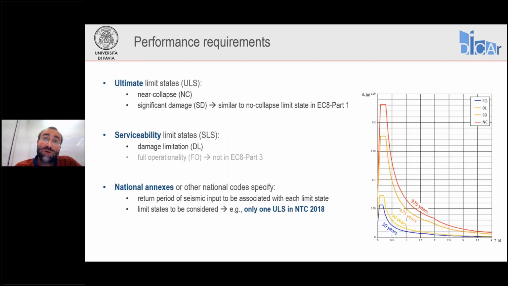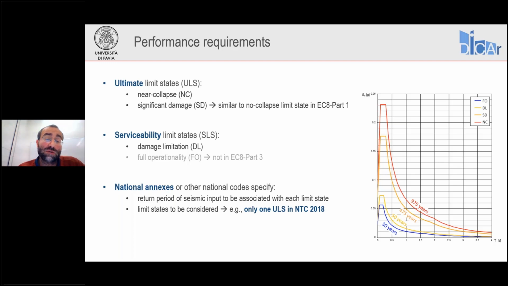The last aspect that I want to mention about knowledge of the building is in reality what performance requirements we have to expect and we have to ask of our building. So what are the limit states that we have to consider? The Eurocode for existing buildings, so Part 3, mentions 3 limit states: 2 ultimate limit states, near collapse and significant damage, and 1 serviceability limit state, damage limitation. And consider that the significant damage limit state is very close to what is considered a no collapse limit state in Part 1 of Eurocode 8, the one for new construction.